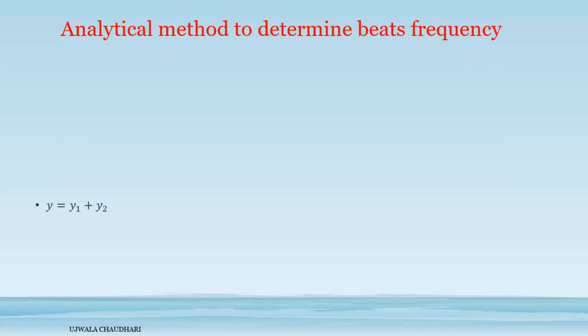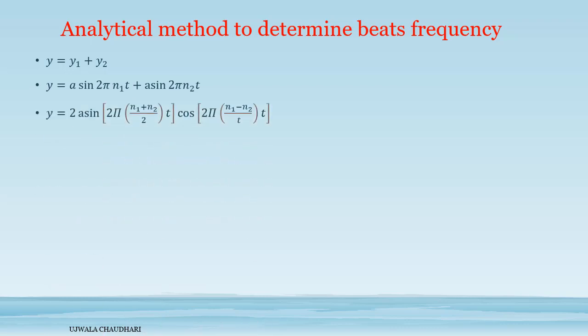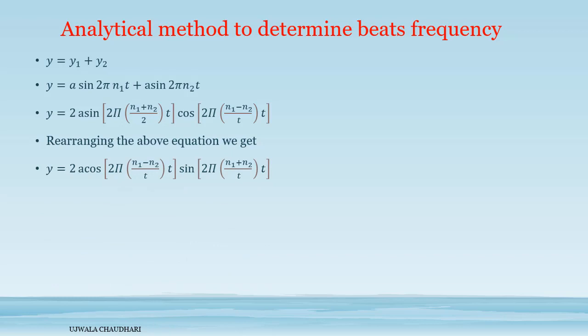Analytical method to determine beat frequency: y equal to y1 plus y2. So y equal to a sin 2 pi n1 t plus a sin 2 pi n2 t. So y equal to 2a sin of 2 pi (n1 plus n2) upon 2 into t, times cos of 2 pi (n1 minus n2) upon 2 into t. Rearranging, y equal to 2a cos of 2 pi (n1 minus n2) upon 2 into t, times sin of 2 pi (n1 plus n2) upon 2 into t. Let 2a cos 2 pi (n1 minus n2) upon 2 into t be A, and (n1 plus n2) upon 2 be n. So we get the equation y equal to A sin 2 pi n t.